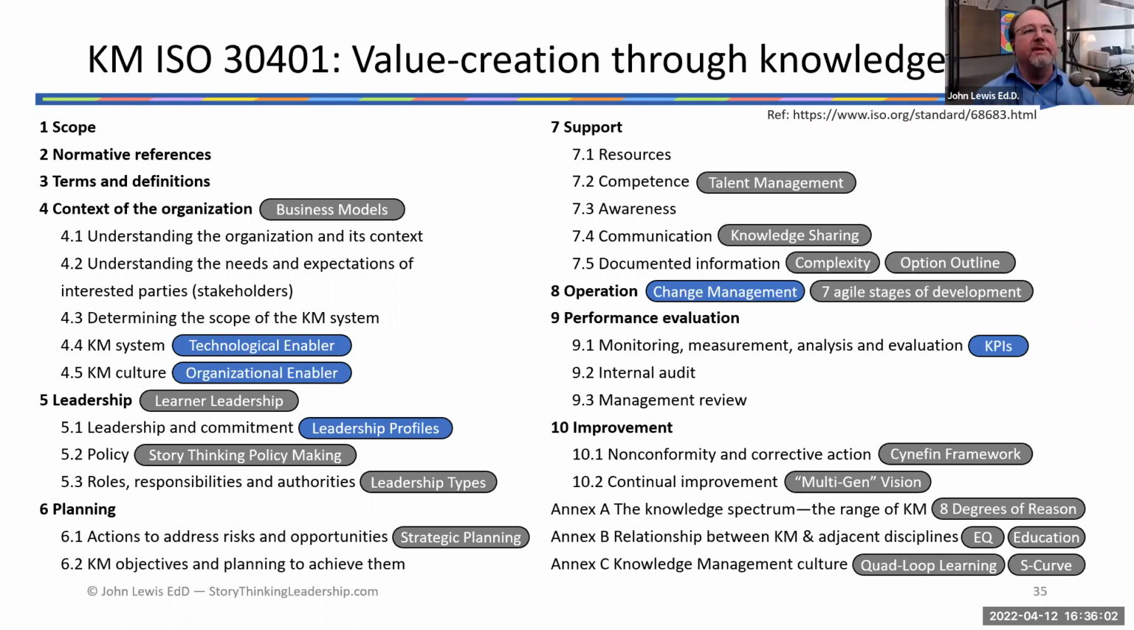Sorry if you're colorblind, but there's a handful that are in blue: 4.4 KM systems, 4.5 organizational culture, and then leadership, change management. That's when I'll hit that question, and KPIs real quickly. So just to give you an idea across the board of a few examples of how to think about what KMers do through the lens now of story thinking.